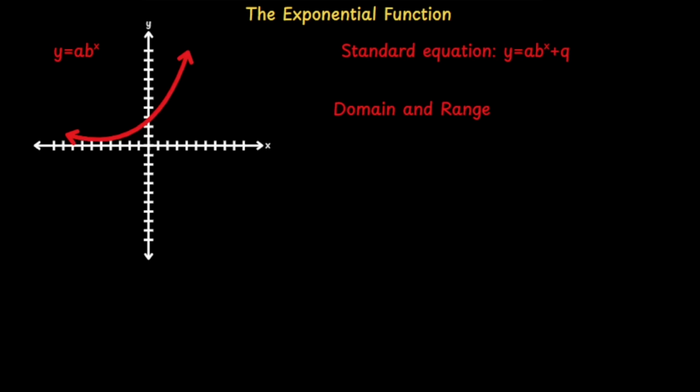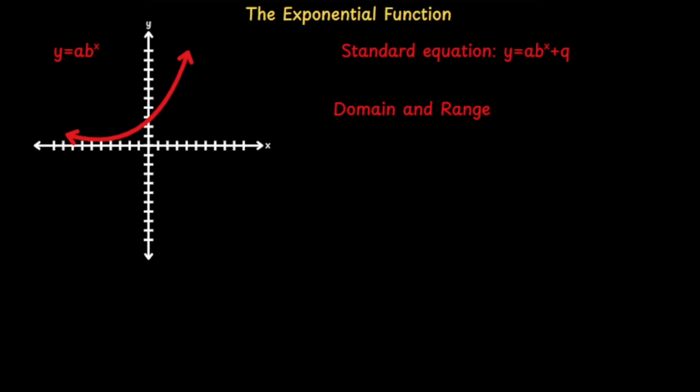But I do have a video that goes over this in detail. The Q value in your standard equation is the value of your horizontal asymptote. Naturally, if it is unshifted, meaning if it does not have a vertical shift, your horizontal asymptote would lie at an equation of y is equal to 0.